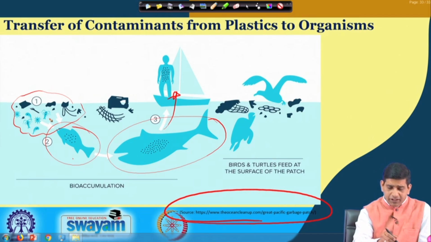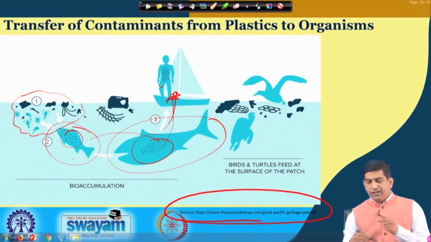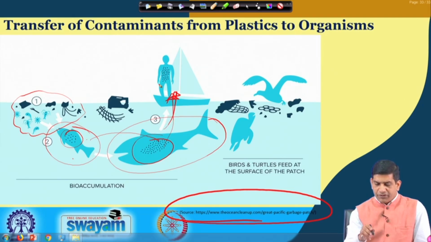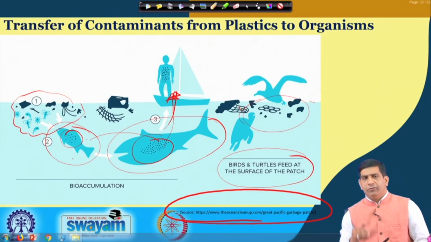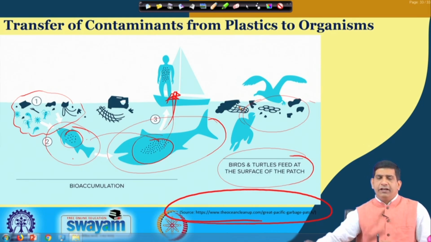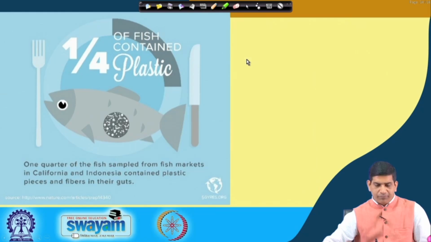So, as you can see, a small microplastic got accumulated over here, and then the concentration increased over here because it eats many of those fish, and then from here the concentration increases in a human's body as well, because things are bioaccumulating. That is the fish route. Birds and turtles feed at the surface of the patch, and they also consume many of these microplastics, which also bring different contaminants and chemicals present on the microplastics into their bodies.